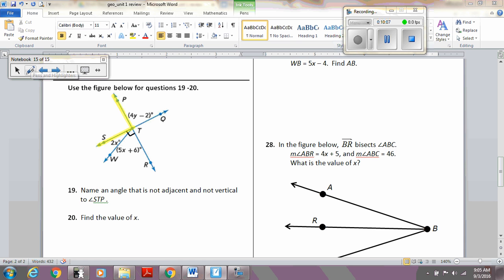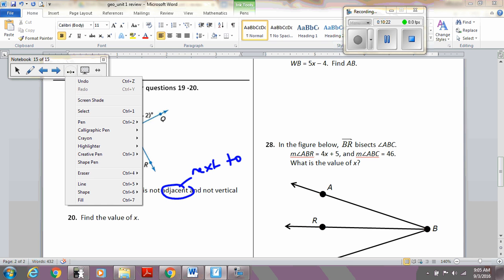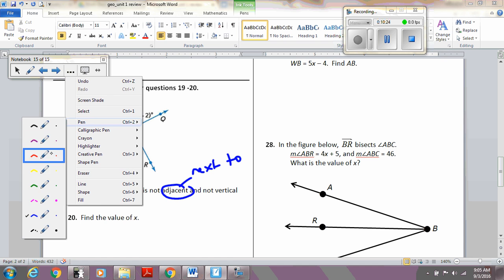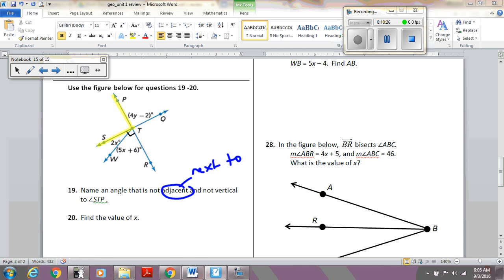All right, let's talk about what this means. Adjacent means next to, so they share an entire side. Vertical is bow tie. So the bow tie angle would be QTR right here. So we don't want that one.